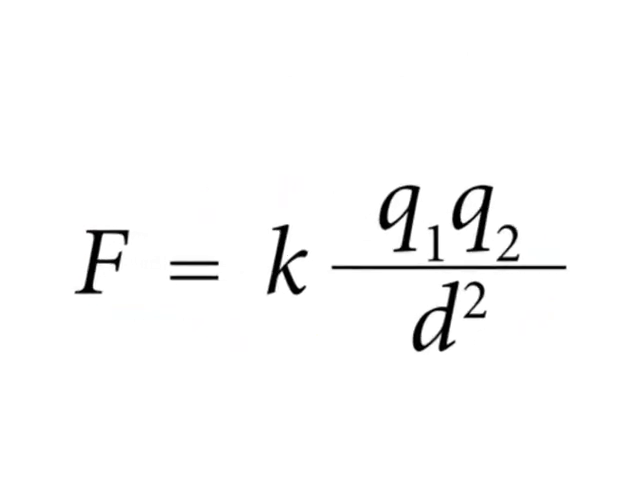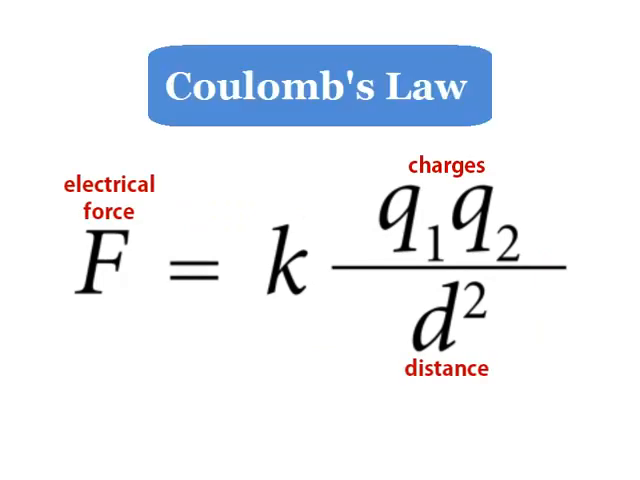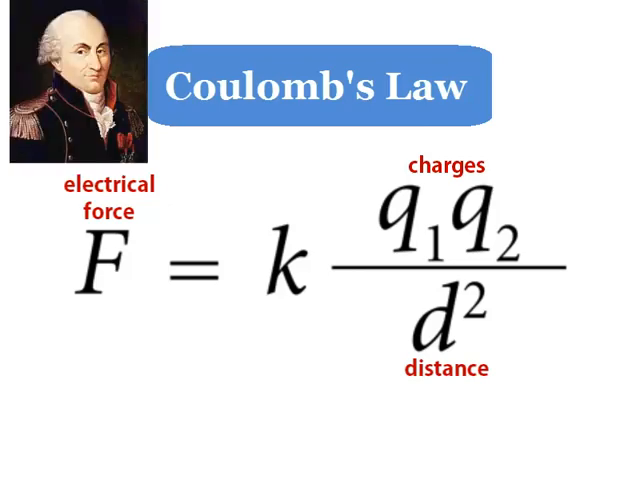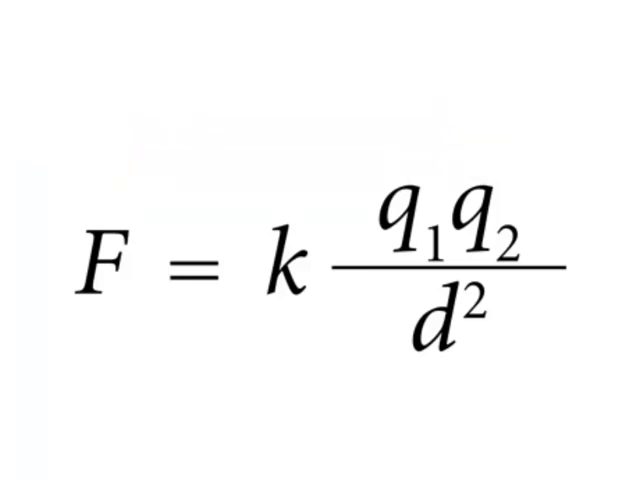The relationship among electrical force, charges, and distance, known as Coulomb's law, was discovered by the French physicist Charles Coulomb in the 18th century. For charged objects, the force between the charges varies directly as the product of the charges and inversely as the square of the distance between them.